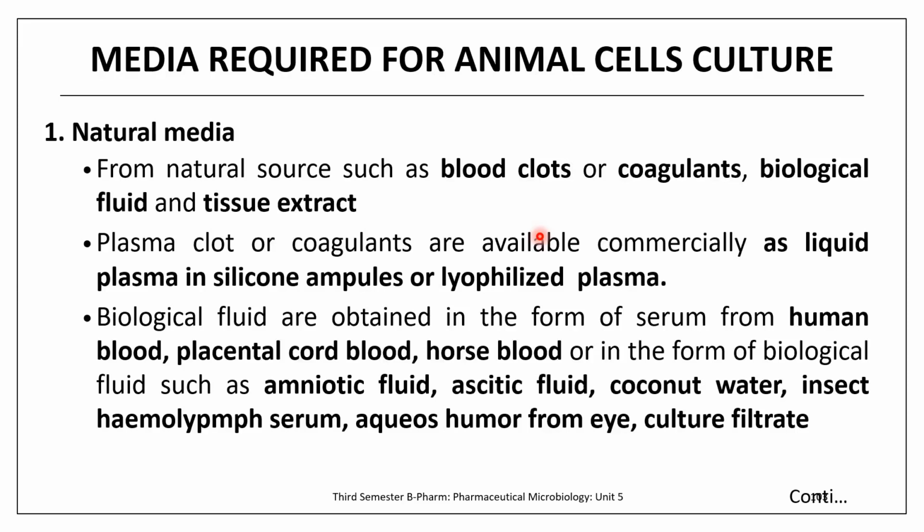Now there are some other sources like biological fluids, which are isolated in the form of sera from human blood, or from the plasma, cord blood or horse blood, or in the form of biological fluids like amniotic fluid, ascitic fluid, or coconut water, or insect hemolymph, aqueous humor from the eye, or culture filtrate. So these are the different sources of natural media for animal cell culture.